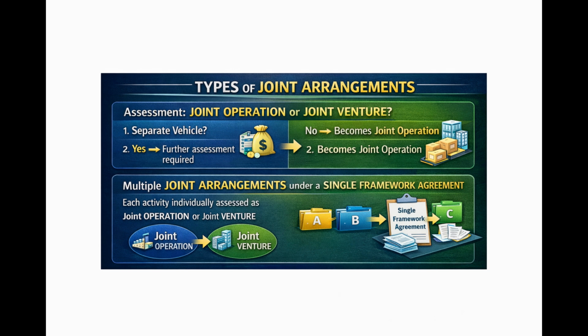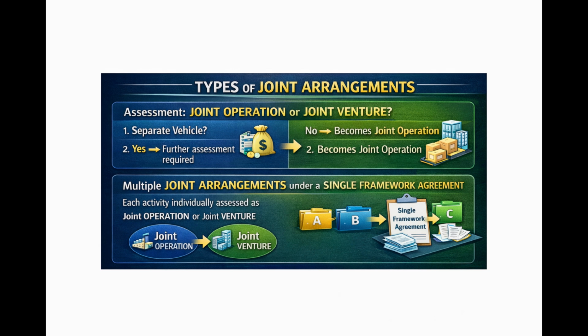Step 2. Structured through a separate vehicle. Now comes the main and most tested part. If the joint arrangement is structured through a separate vehicle, we need to go through 3 layers of assessment. 1. Legal form of the separate vehicle. 2. Terms of the contractual arrangement. 3. Other facts and circumstances.